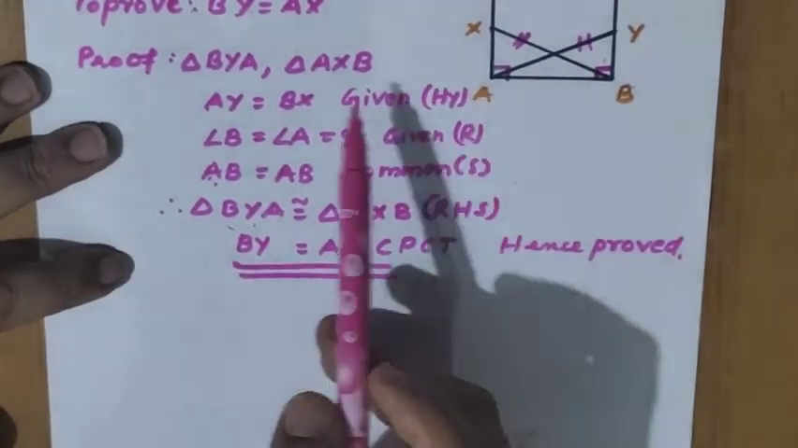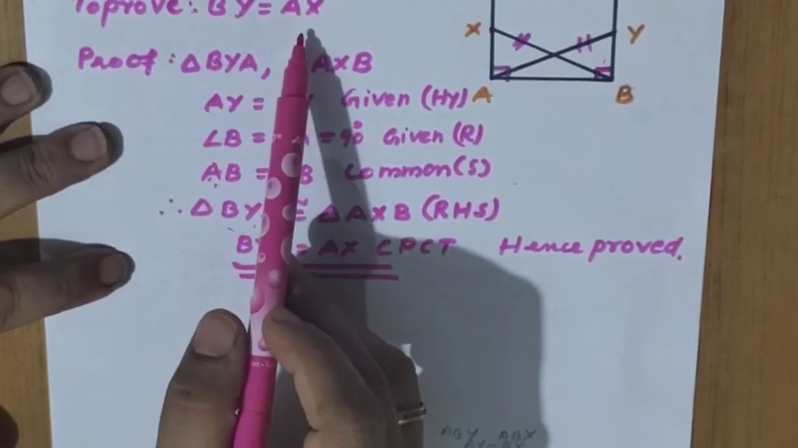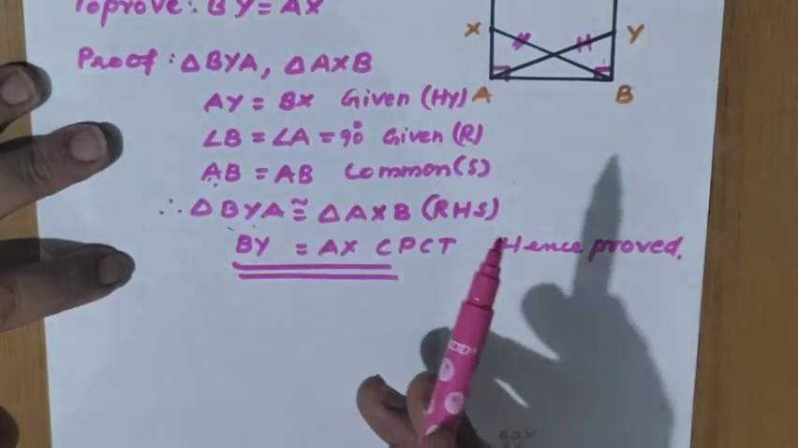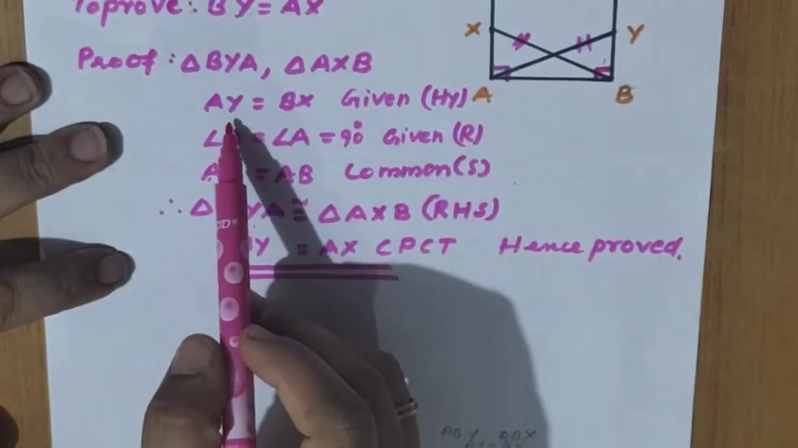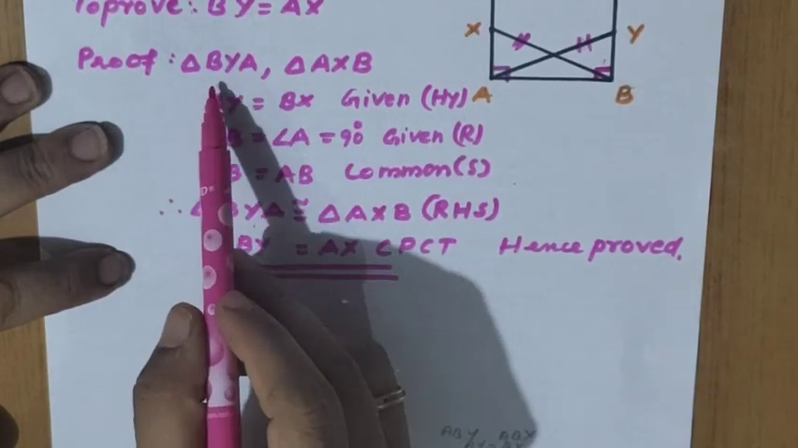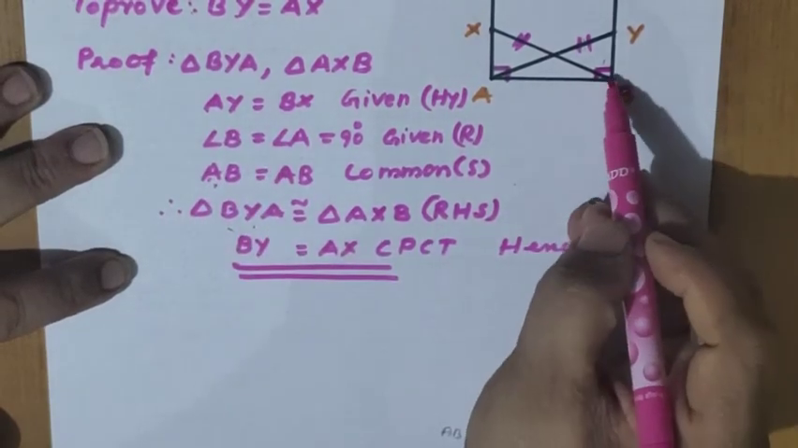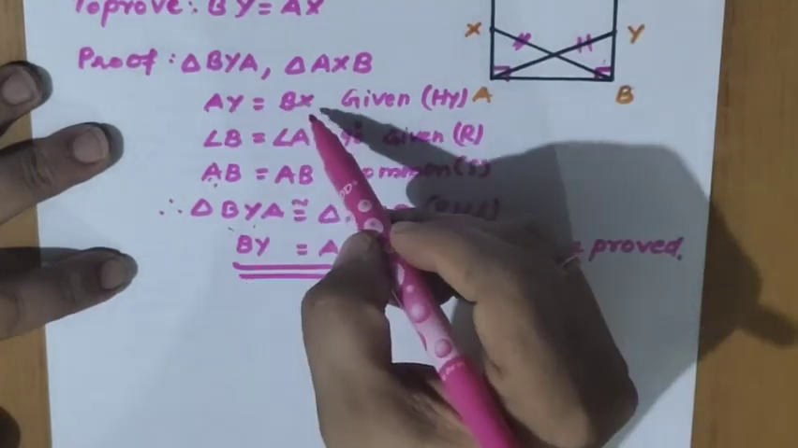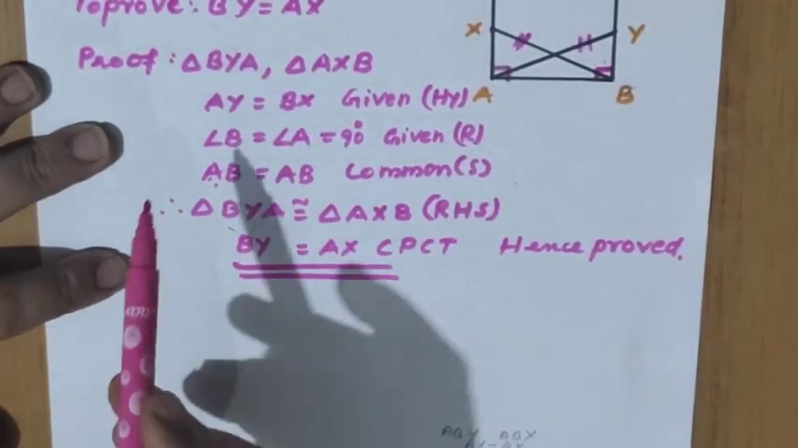So in this triangle BYA and AXB we have chosen. Why? We have to prove BY equal to AX. So BY and AX should be one of the side of the triangle. So BYA and AXB we have taken. In that triangle you should see the order. BYA I have written. That means I should write AY first. AY will come here. Instead of AY, if anybody is writing BX, then it is wrong because we have written BYA first only, right?